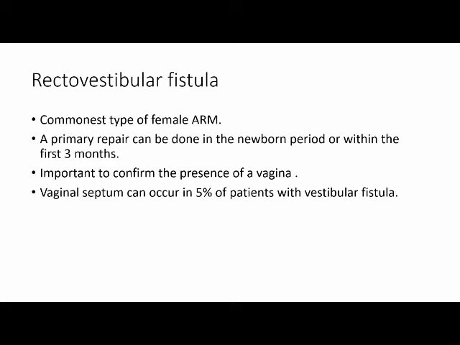So, anytime you have a child who comes at 3 to 4 months of age with constipation, look for anorectal malformations, low varieties. All right, you pick it up.